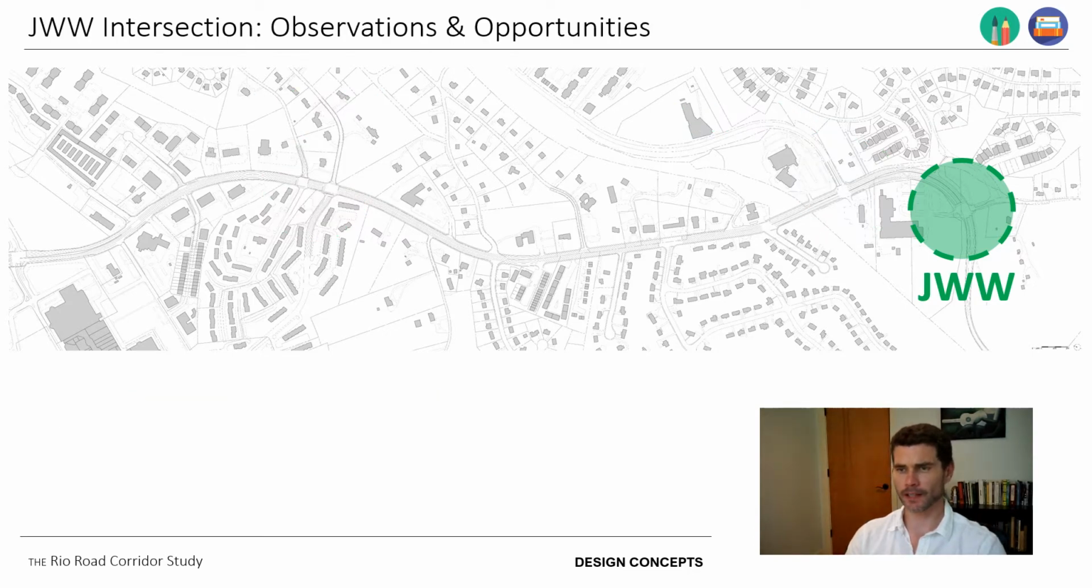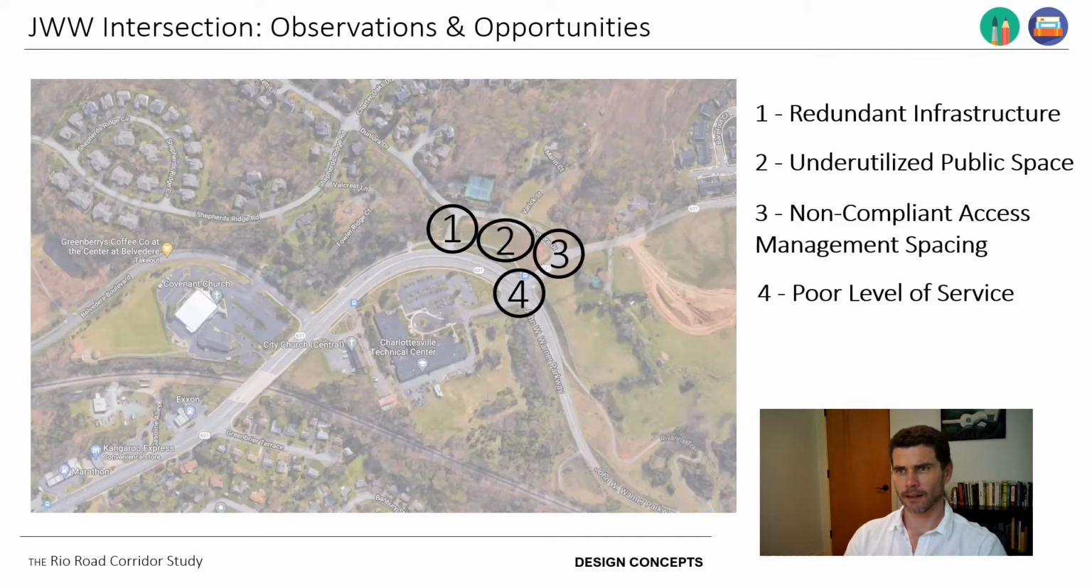So the first intersection we will look at together is the John Warner intersection. At this intersection, we've observed that there is redundant infrastructure in place. And by redundant infrastructure, we mean there are additional roads and additional intersections that really don't make the experience any better, and in fact, they make it worse. We've also noted that there is underutilized public space. The green space in the middle of all of this redundant infrastructure is hard to get to, and it's not really providing much of a public benefit at this time.